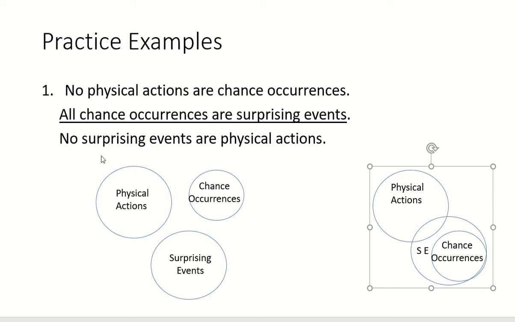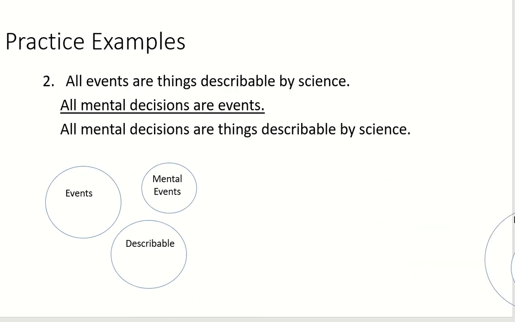Does it follow then that no surprising events are physical actions? No, it does not, because it's not saying that it's not possible that there are some surprising events that are actually not chance occurrences, right? It might be that the circle for surprising events is way larger. In fact, it could be so large that it includes every physical action as well. So by drawing this out, you can easily show that this is actually not a logically sound conclusion. Regardless of whether these premises are true or not, from these premises we cannot deduce that this conclusion is actually correct. Here's a second one.